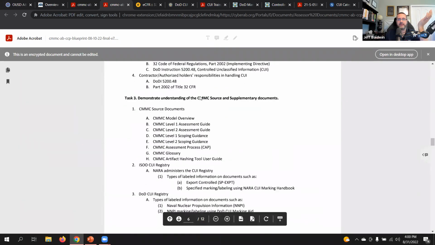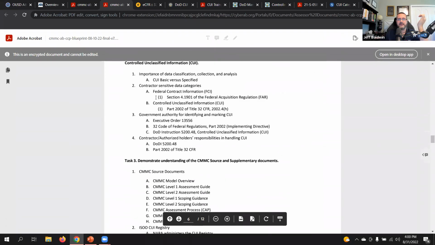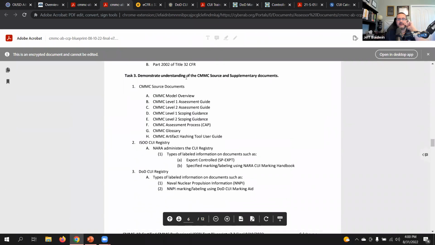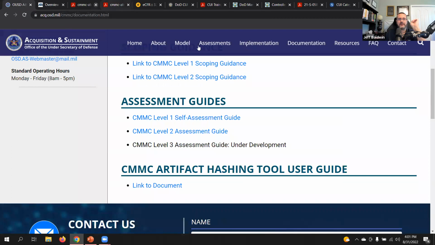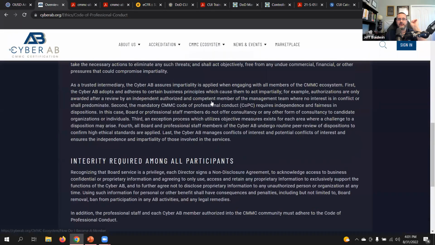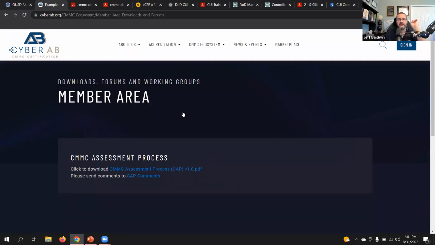So anyways, that was it for the model. The key thing here is to demonstrate understanding of the source material. So the model is the model. If you're going to do an assessment of level 1, you would use the level 1 assessment guide. Assessment of level 2, you would use the level 2 assessment guide. If you need guidance on scoping, there is the level 1 scoping guide and the level 2 scoping guide. And then you have the CAP, which has recently been released in a draft form, and the glossary. The CAP will not be on this website. The CAP can be found on the AB website by going to the member areas, downloads, and forums, and it's right here.